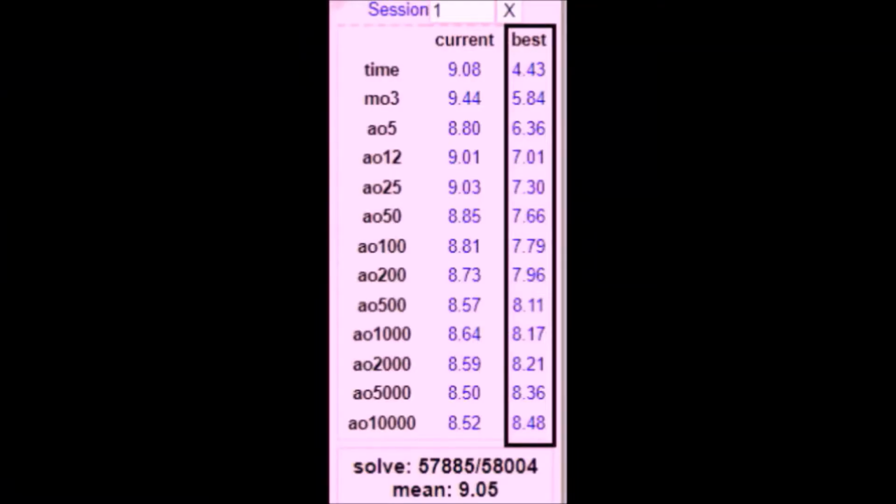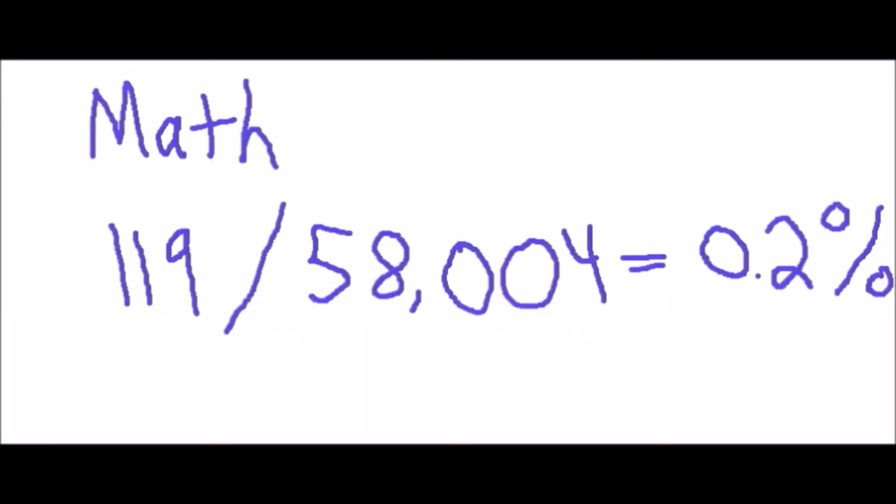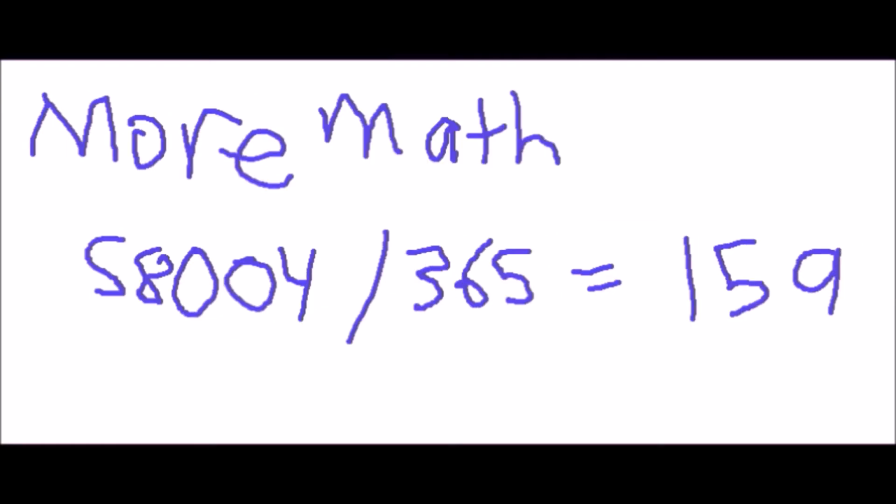All of these best averages were personal bests at the time of getting them, except for the average of 5 and single time. The total number of solves was 58,004, 119 of which were DNFs. That means that 0.2% of the solves were DNFs, or 2 DNFs in every 1,000 solves. I did an average of 159 solves per day.